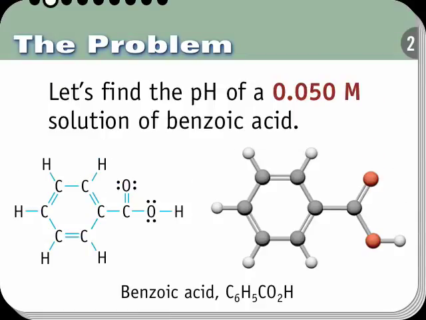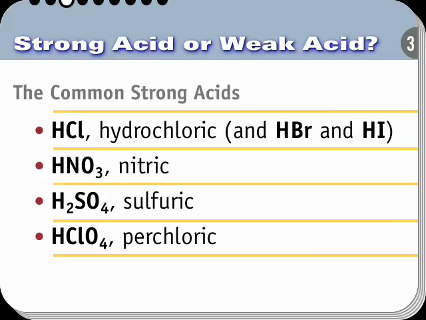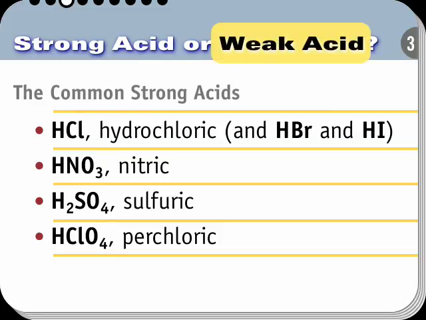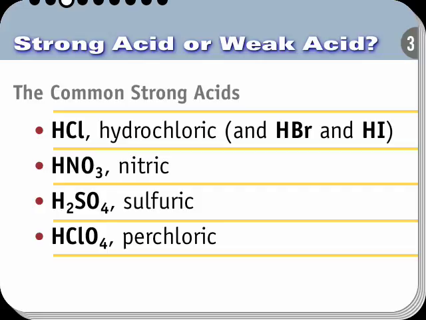Let's find the pH of a 0.050 molar solution of benzoic acid, a naturally occurring acid. The first question to ask is whether or not benzoic acid is a strong acid or a weak acid. It's clearly going to be a weak acid because you remember that the common strong acids are only 4 or 5 in number.